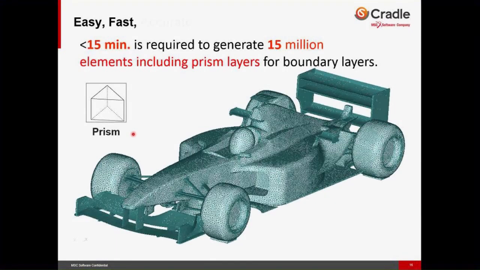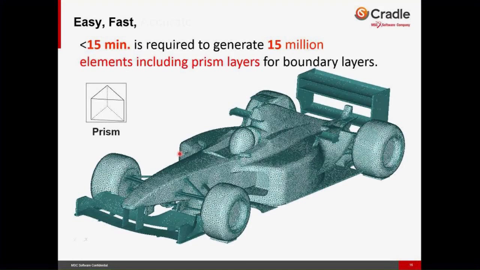Now, these prism layers are used for so-called boundary layers. Having these prism layers in the boundary layers is very important for accuracy. And a lot of automotive companies told us that our mesher is probably a couple of times faster than other software because we can create 50 million elements, including prism layers, in just 15 minutes. Now, I'm just talking about using the standard license. We also have a parallel license for the preprocessor. With that, you can even shorten the meshing time.